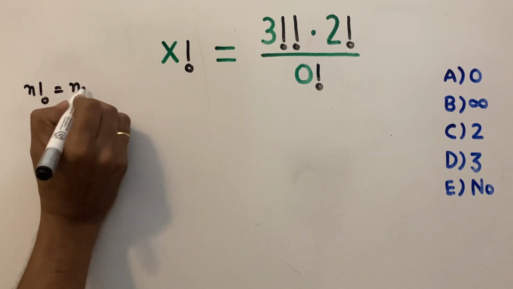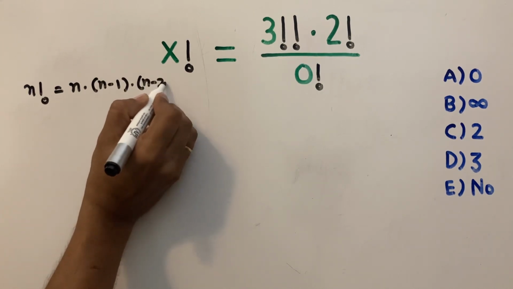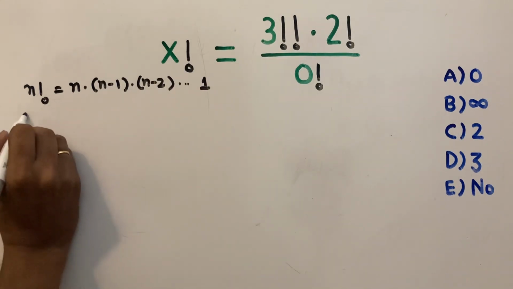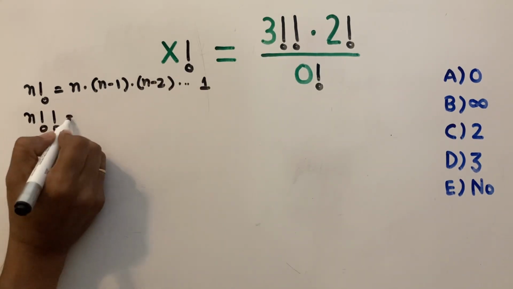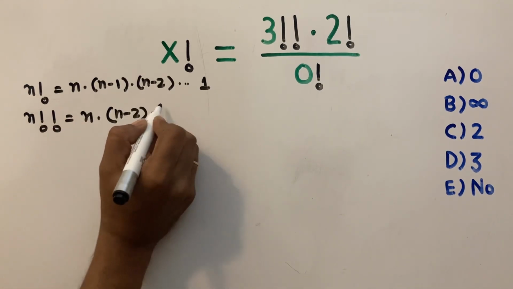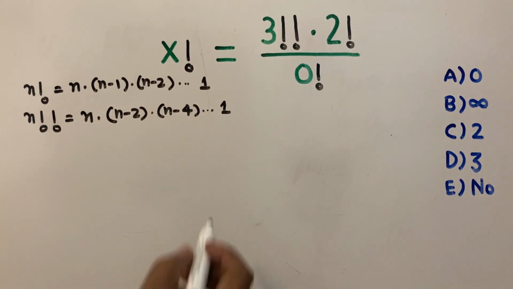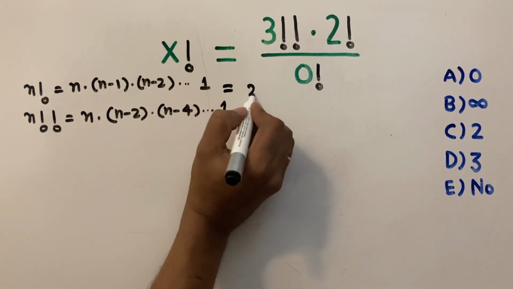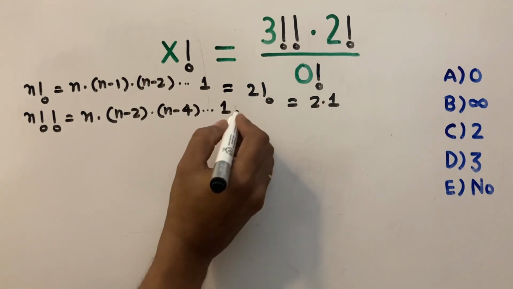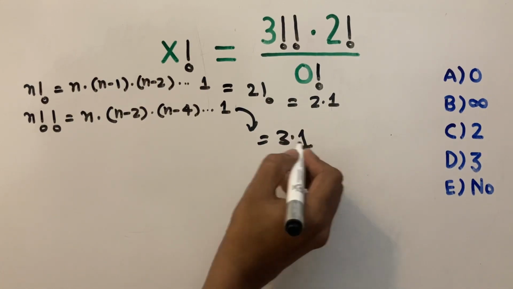to n multiply n minus 1 multiply n minus 2 up to 1. Similarly, n double factorial is equal to n multiply n minus 2 multiply n minus 4 up to 1. Therefore, the value of 2 factorial is equal to 2 multiply 1. The value of 3 double factorial is equal to 3 multiply 1.